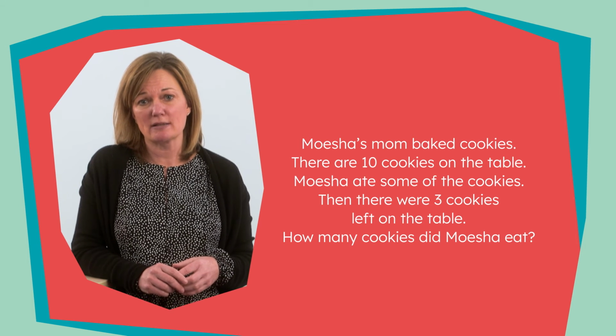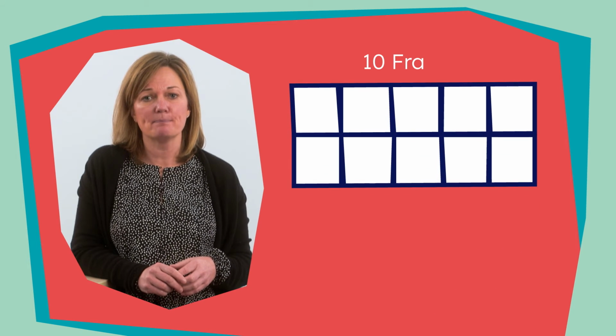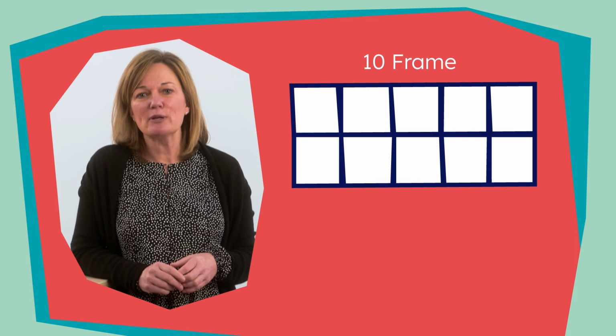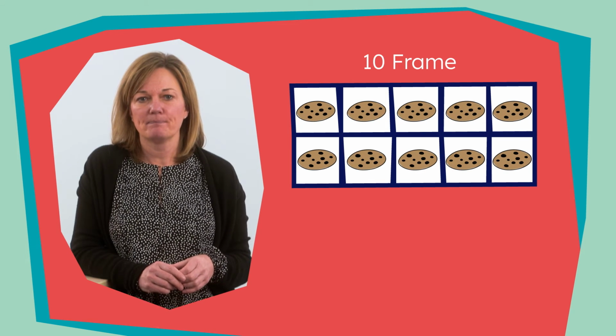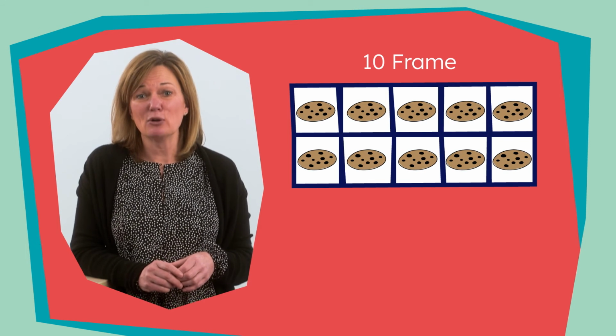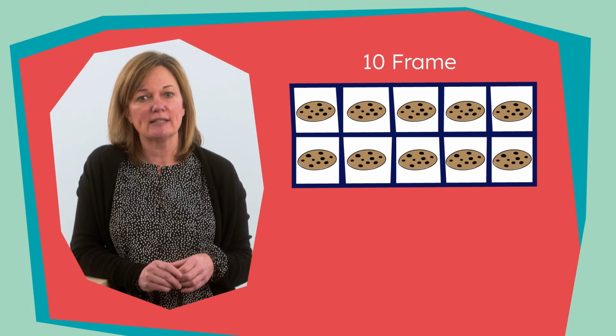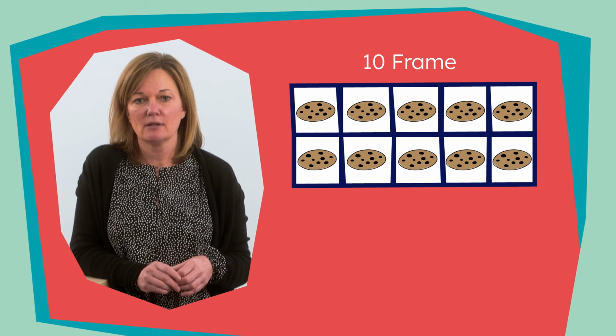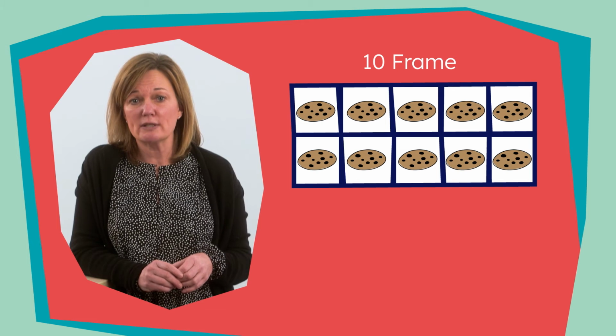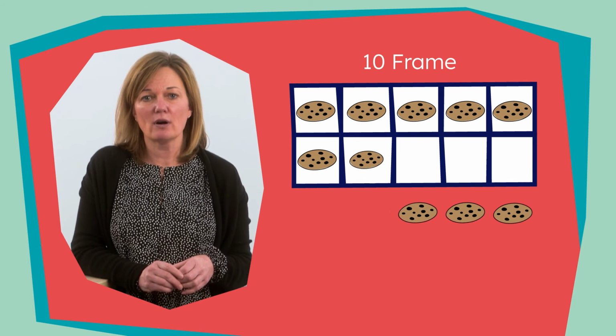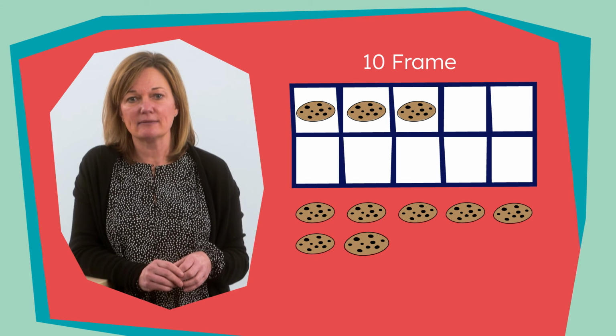Splat says another way to solve the problem would be to use a 10 frame. To do this, let's put 10 counters in the 10 frame. Next, let's pull off some of the counters until we only have 3 left. The ones we pulled off are the ones that Moesha ate. 1, 2, 3, 4, 5, 6, 7.